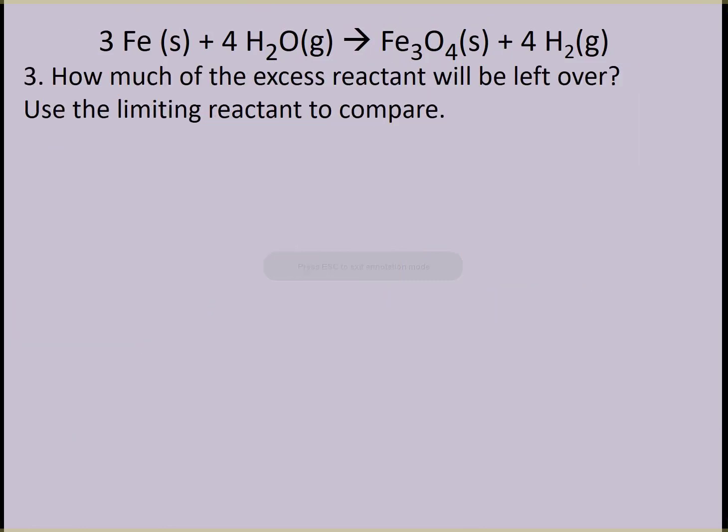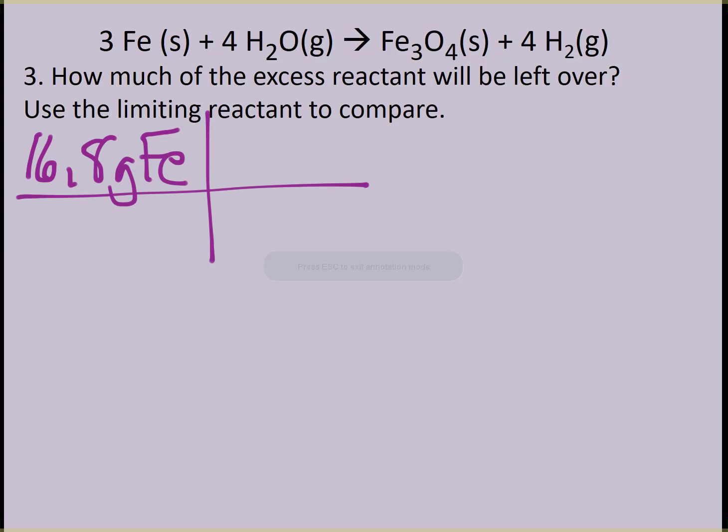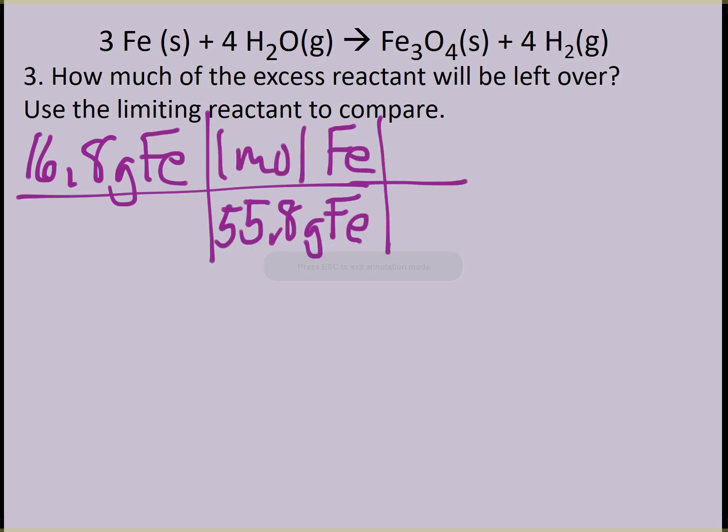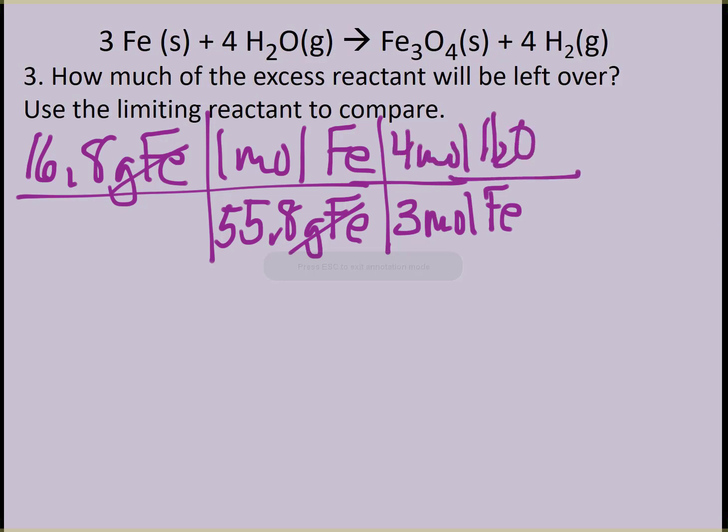This asks how much of the excess reactant would be left over. So you're going to use the limiting reactant to compare. So I'm going to start with that iron. Now that I know this is my limiting reactant, I'm going to see how much water will be used up. So looking on the periodic table, there's 55.8 grams of iron to 1 mole. Grams cancels, I'm left with moles. This time I'm going to compare the two reactants. So 3 moles of iron to 4 moles of water. Moles cancels, but also the iron cancels.